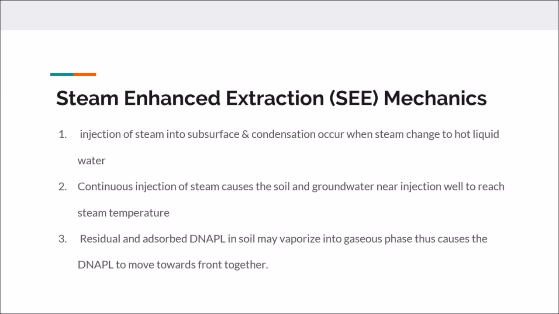When it reaches the contaminated DNAPL, it will slowly start to move and reduce the DNAPL's viscosity. From this, the increased temperature will cause the absorbed DNAPL in the soil to potentially vaporize into a gaseous phase. This will cause the DNAPL to move towards the front or the recovery columns. The DNAPL gaseous phase may potentially turn into a DNAPL aqueous phase. This phase change occurs due to the surrounding temperature change of the soil and groundwater. The process will continuously occur until it reaches the extraction well, and then from here it will be removed successfully.